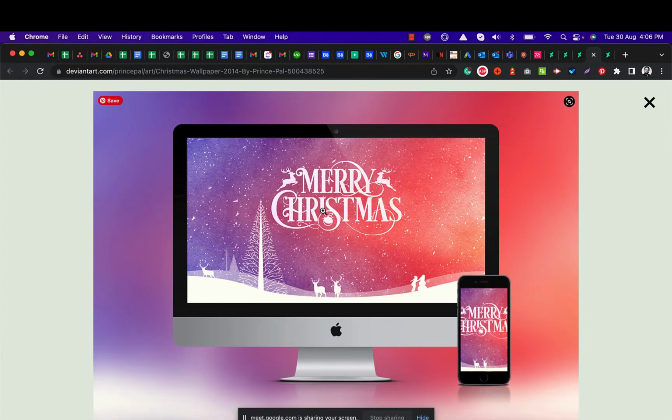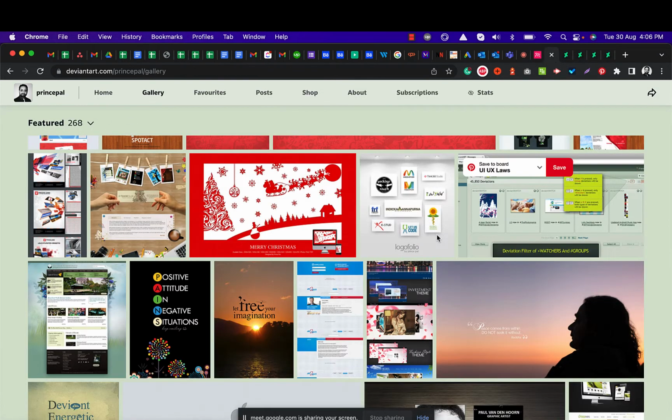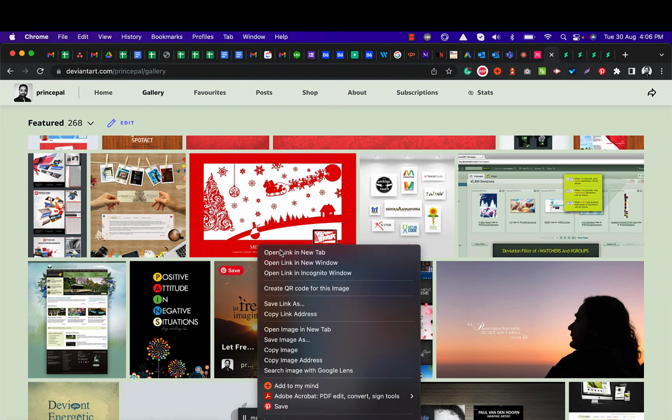This is the Merry Christmas typographical design, where I am adding Christmas elements around the typography. Then this, you can say, is not a design but art, right? If you see the reflection, there are so many arts I created, like this one.